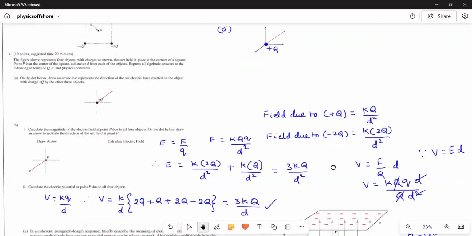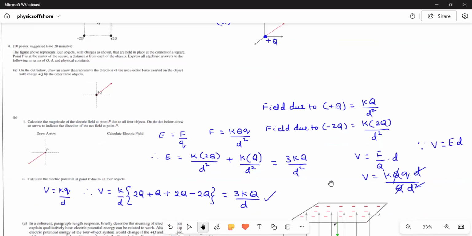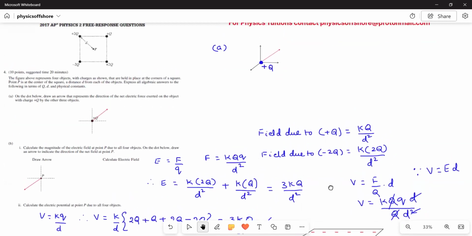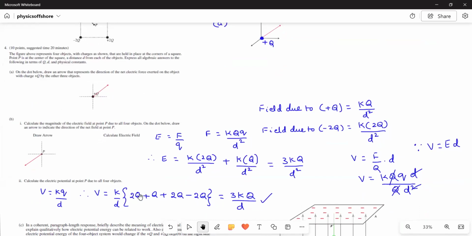Next, he is asking us to find the electric potential due to all the four charges. Here are the four charges, and we have to find the electric potential. So what is the electric potential? Electric potential is V is equal to ED. Am I right? See here, I will explain this to you. That is the better one.